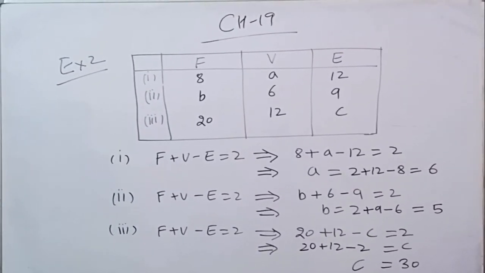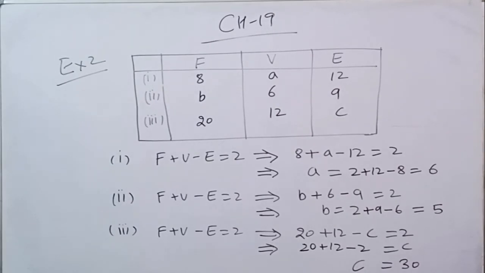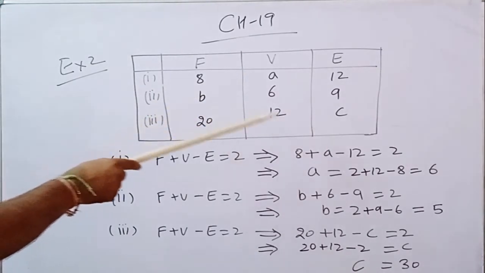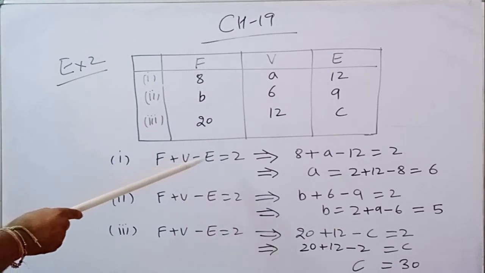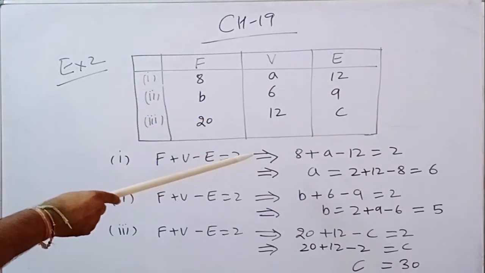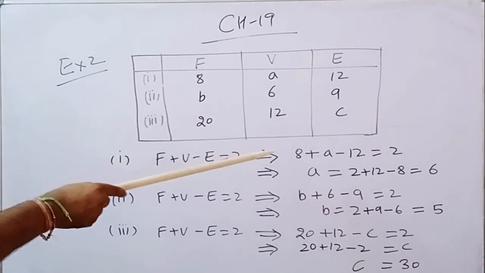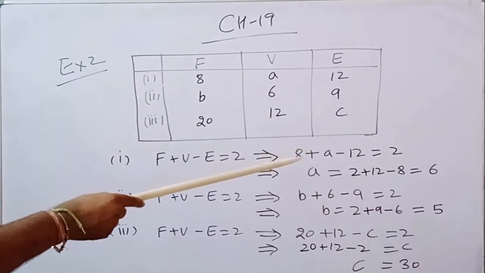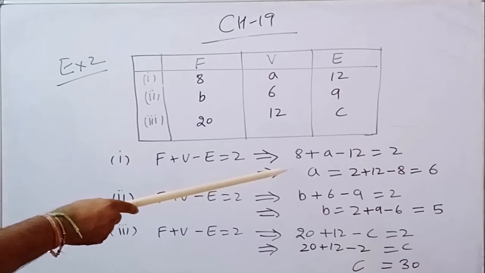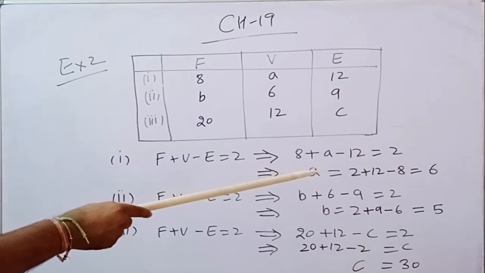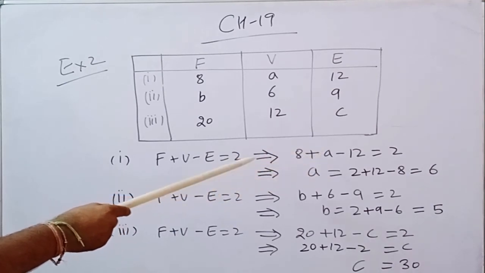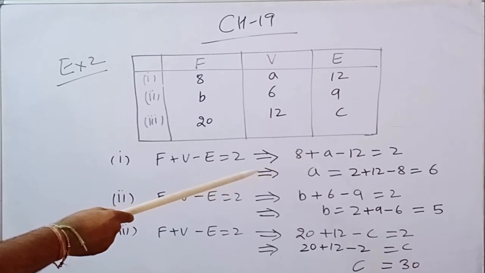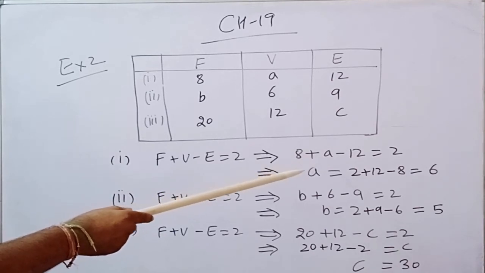Children, I am taking example 2 in which a table is given, in which we have to find the values of A, B and C. You know the Euler formula, we will use it for that. F plus V minus E equal to 2. In the first sum, write F equal to 8, V equal to A, E equal to 12: 8 plus A minus 12 equal to 2, so A equal to 2 plus 12 minus 8 equal to 6. Minus 12 goes to the right side and becomes positive, and 8 goes to the right side and becomes negative. So 2 plus 12 is 14, 14 minus 8 is 6. So the value of A is 6.